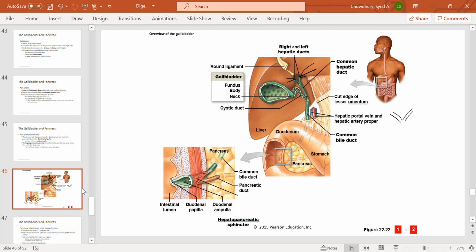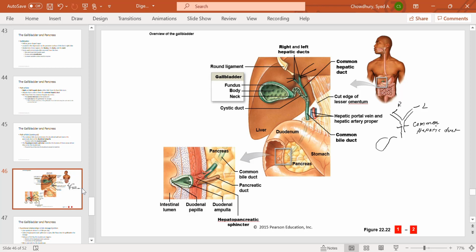Will take the bile out from the liver, and they will join just outside of the liver to form the common hepatic duct. Common. Remember, hepatic, not bile. Hepatic duct. This is the right hepatic duct, this is the left hepatic duct, and this is the common. And then this is the gallbladder.